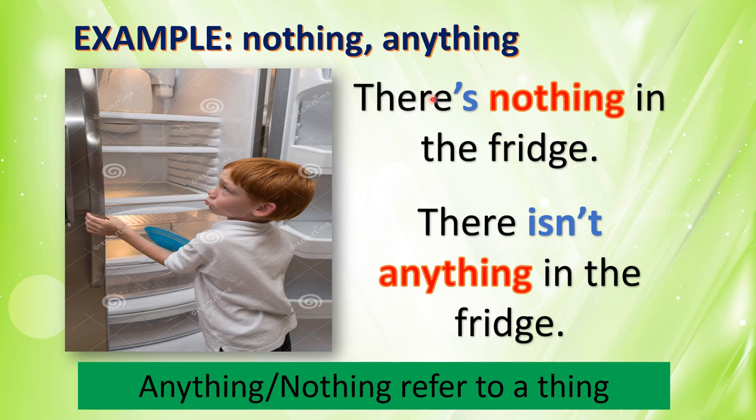Now look again at these two types of sentences. One is affirmative. You have there is, there's. So you use the word nothing. Another one is the negative sentence. Isn't. Okay, you have the not. It's negative. So you use anything.